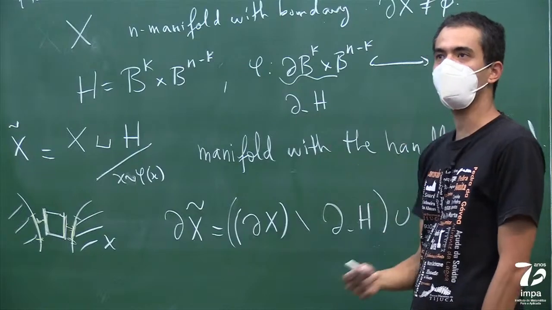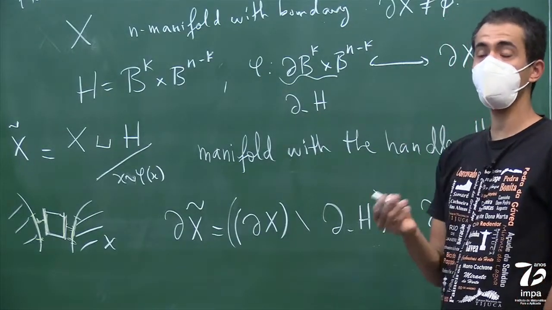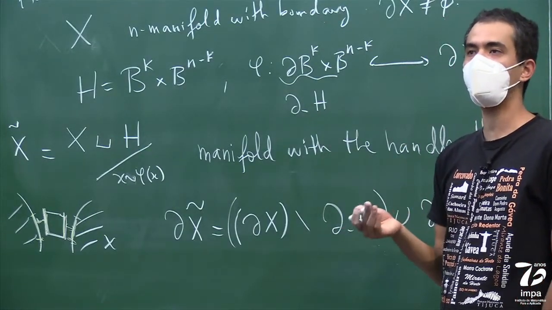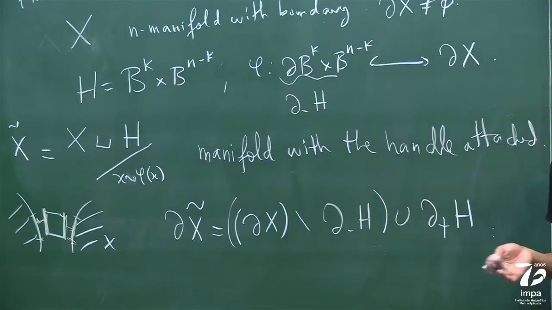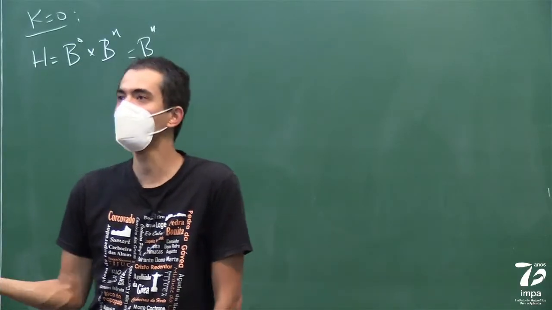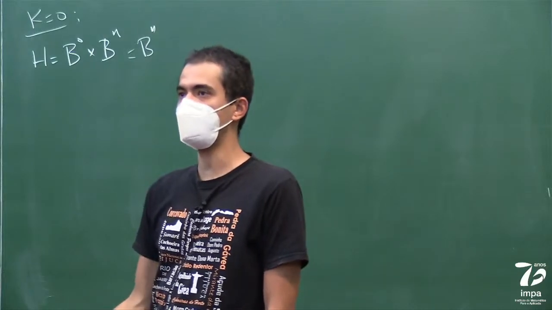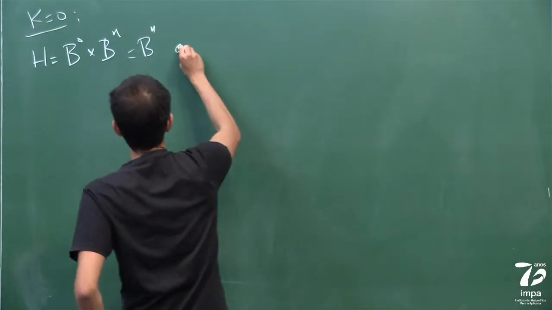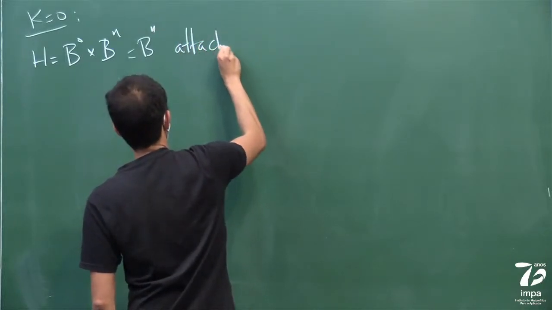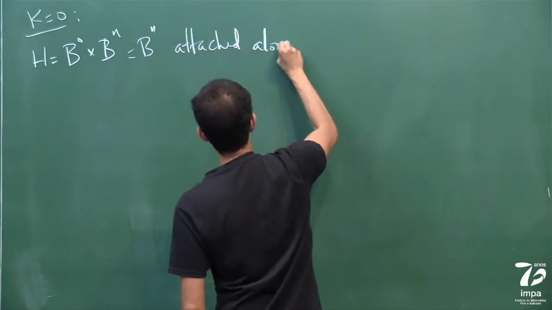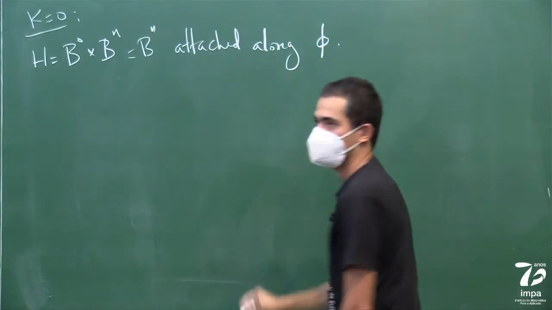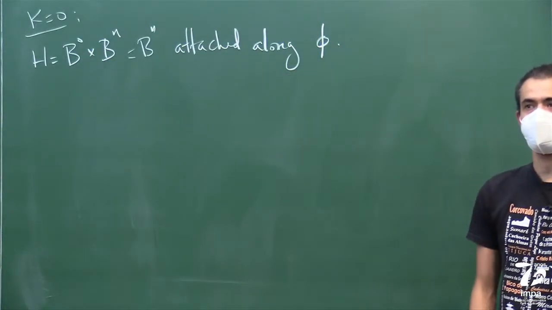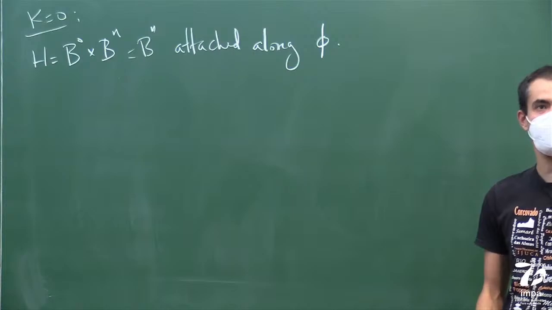What's the boundary of B0? B0 doesn't have a boundary. B0 is actually a zero-dimensional manifold. A zero-dimensional manifold doesn't have boundary. A boundary would be something of dimension -1, which doesn't exist. So a zero-dimensional handle is attached along nothing, along the empty set.